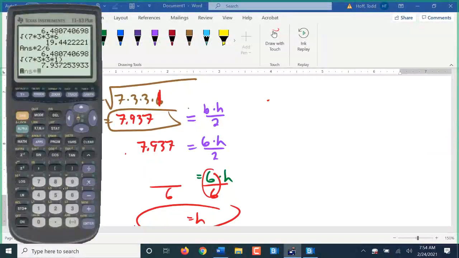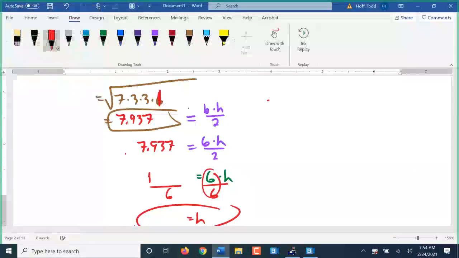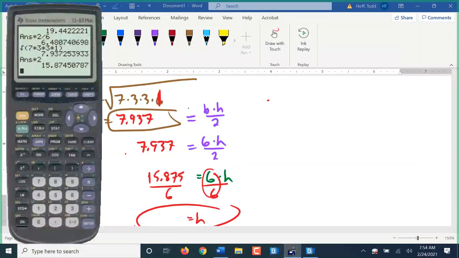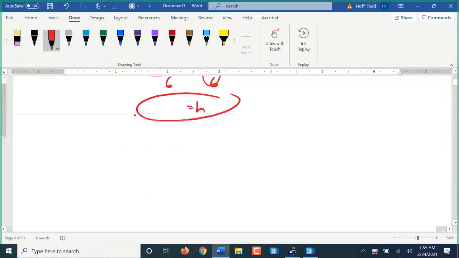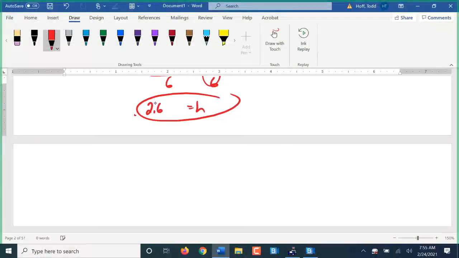7.937, we'll take that times 2, 15.875. Then we divide by 6. 2.646. That's much better. Up above we had 2.645. Again, that's round off errors between the quadratic formula, which rounded everything off.